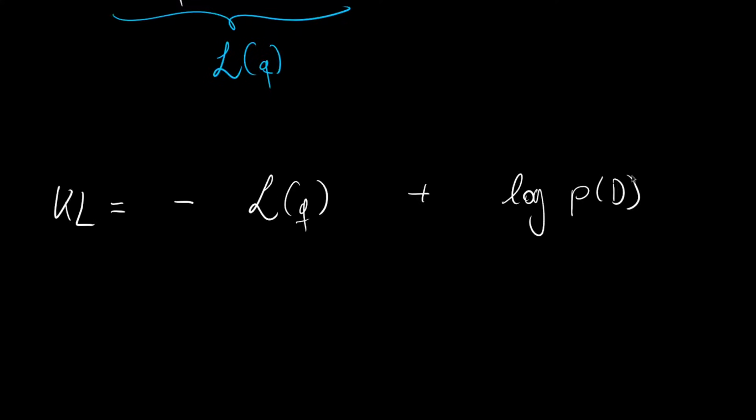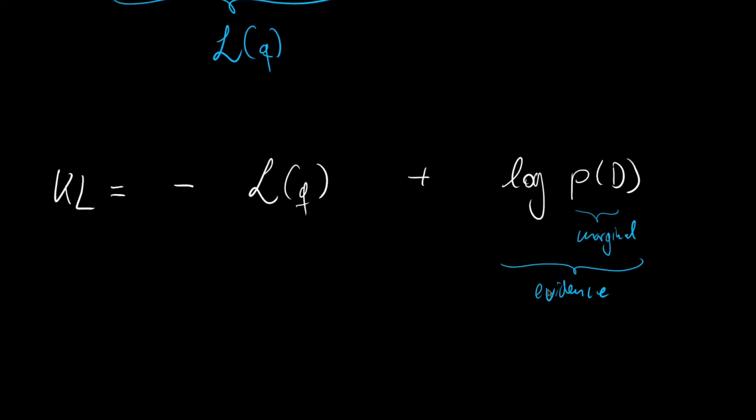Of course, P of D is the marginal, and the marginal is a probability, so it will be between 0 and 1. If we apply the logarithm to the marginal, we get something that is called the evidence, because it's just the log probability of the data. And if we apply the logarithm to something between 0 and 1, we get a negative quantity, so it is smaller or equal to 0.